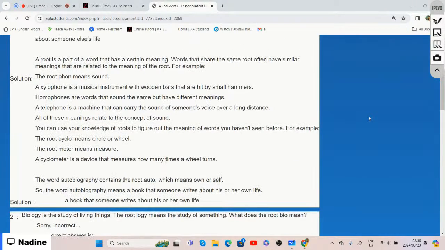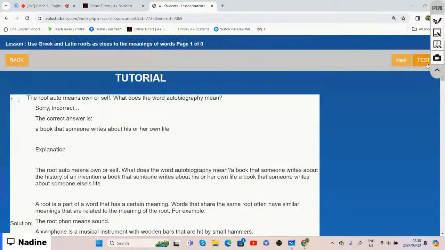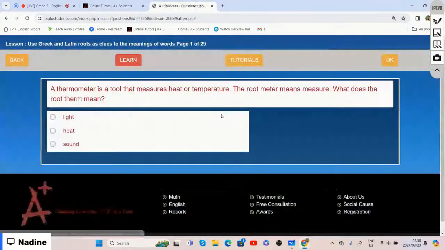All right, let's go to our test. Yes, so an autobiography is basically a book that you write about yourself, you write about your lifestyle. It's about you. Because remember, most times authors write about everybody else, right? They make up stories about events. But if you write about yourself, you write about you, you write about your lifestyle, then that is an autobiography.